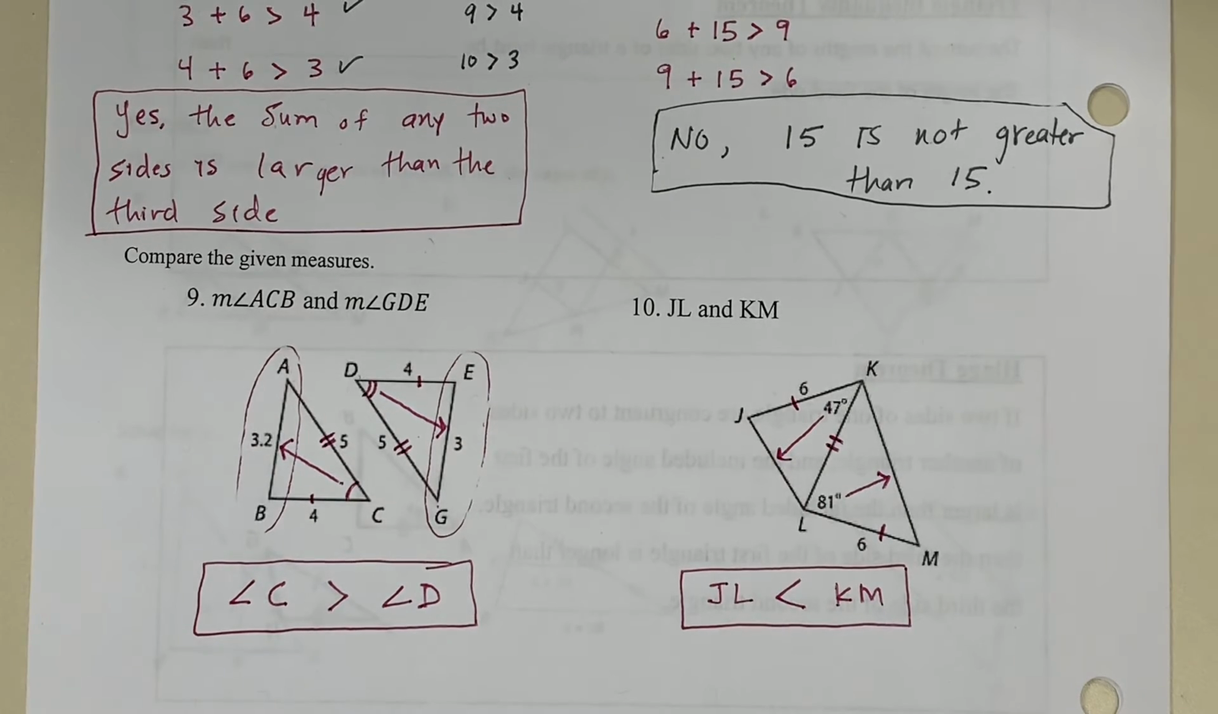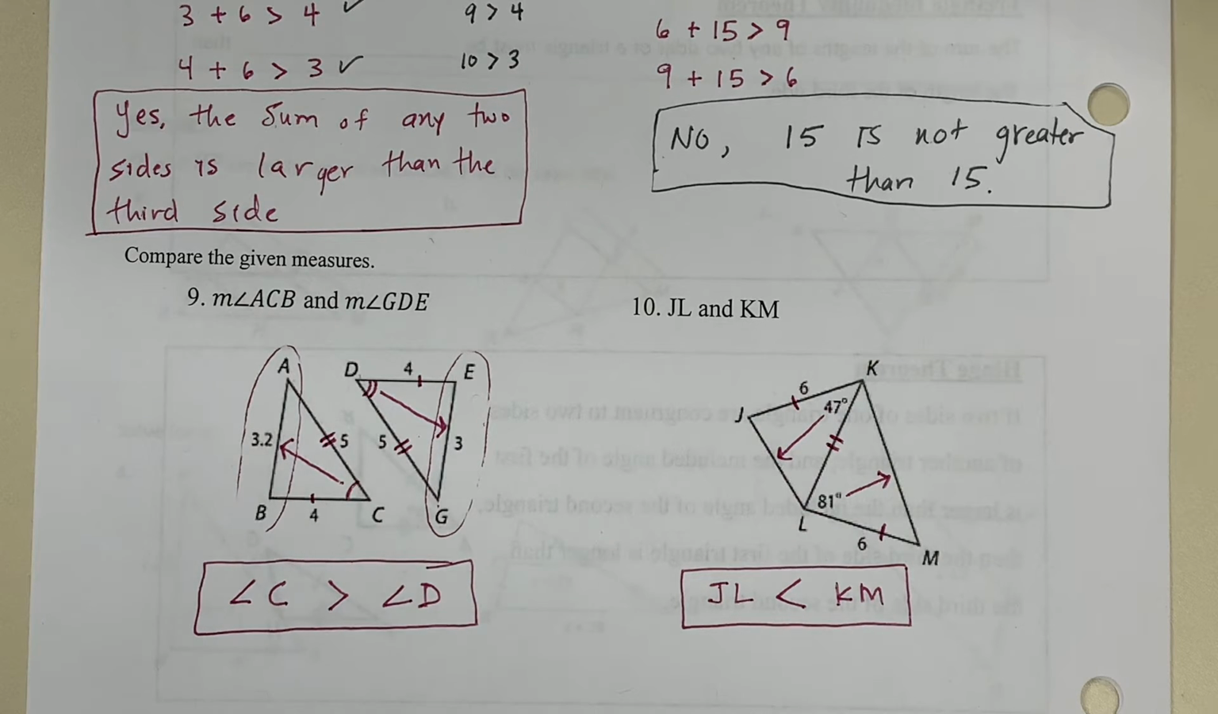Okay. Now, angle C is across from side AB, which has a length of 3.2. And angle D is across from side GE, which has a length of 3. Since 3.2 is bigger than 3, then angle C is going to be greater than angle D.